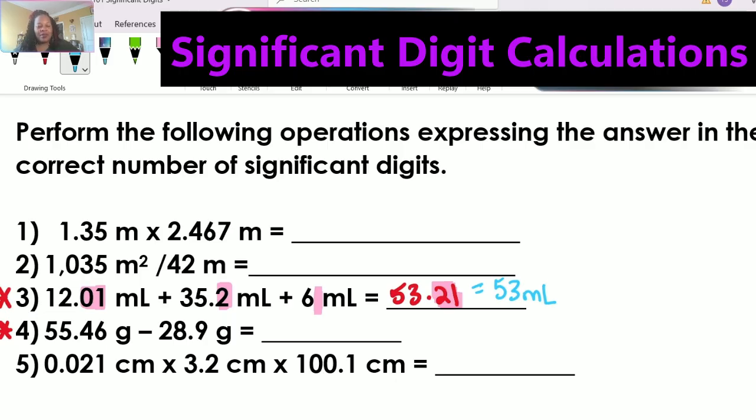All right. Let's do the next one. 55.46 minus 28.9. Now again, your calculator is going to give you 26.56, but remember, you have to go with the least amount of digits after the decimal. So what would your answer become? Yes, 26.6 grams is correct. 26.6 grams. That is correct.